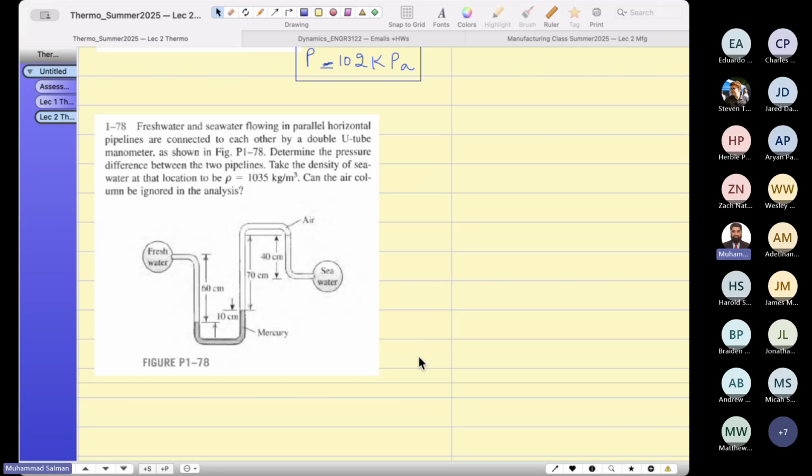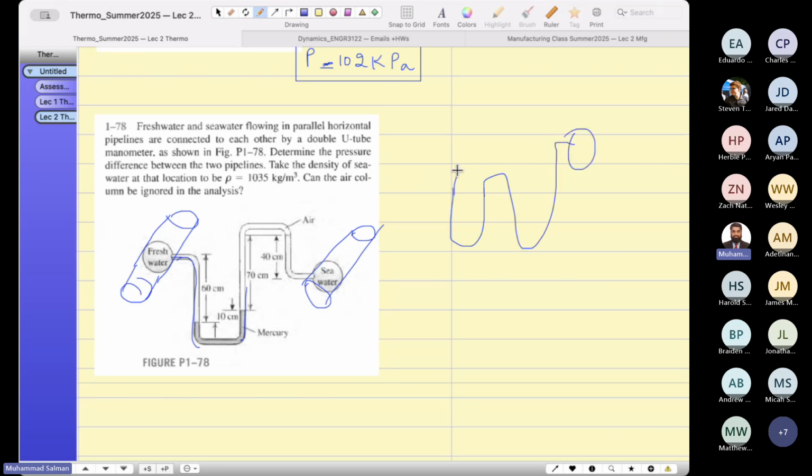The question is fresh water and seawater flowing in parallel. These are the tubes. These are very big, I'm not sure big or small, whatever. So these are the tubes, and you have attached a manometer. It could be a chain of tubes, like this chain, so it is not necessary. This is just a U tube, and then it is connected to another pipe. So you want to find out the difference between the tube pressures.